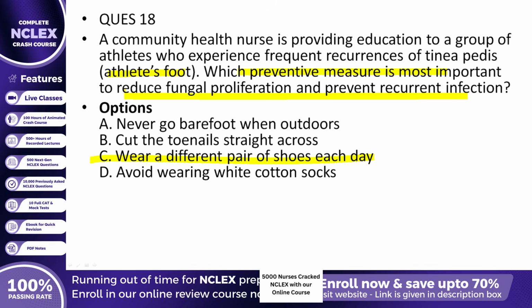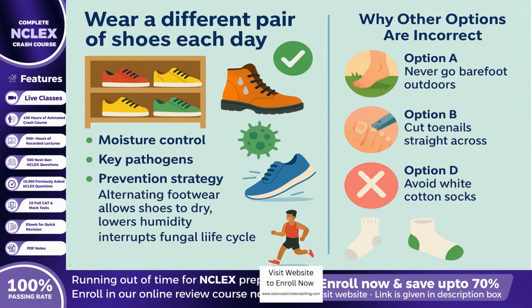This recommendation is the most effective because it directly targets the environment in which the fungus thrives. Dermatophytes such as Trichophyton rubrum and Trichophyton interdigitale flourish in dark, moist, and warm environments, which are exactly the conditions created inside sweaty shoes. By alternating footwear, moisture has time to evaporate, humidity decreases, and fungal spores have less chance of surviving. This simple intervention disrupts the fungal life cycle and is strongly supported by evidence-based guidelines for preventing recurrences, especially in athletes, soldiers, and individuals prone to excessive sweating.